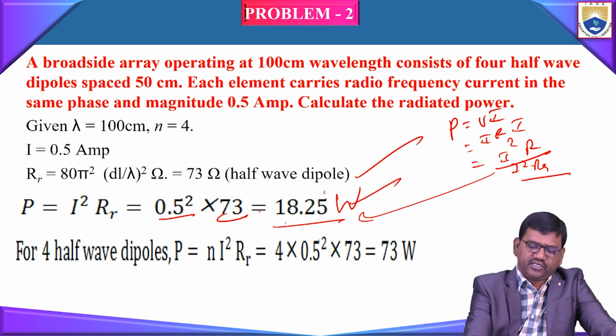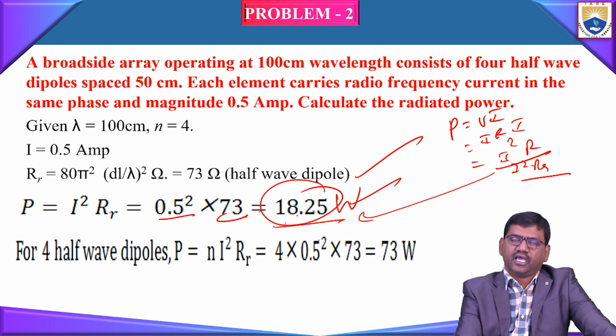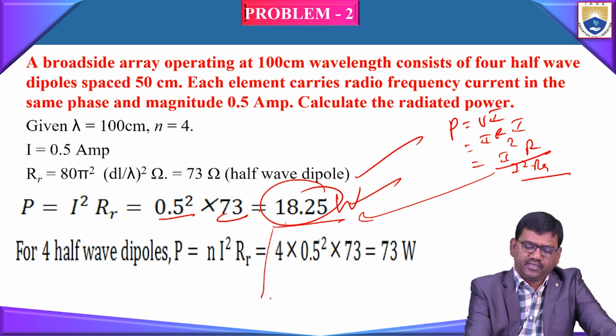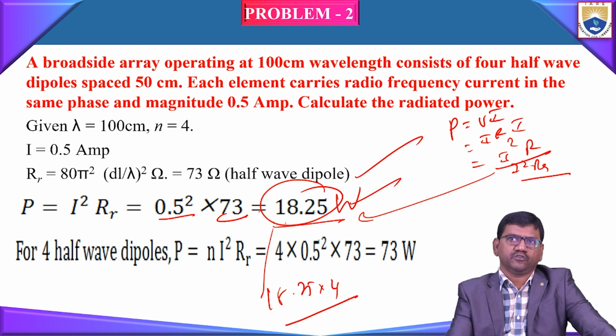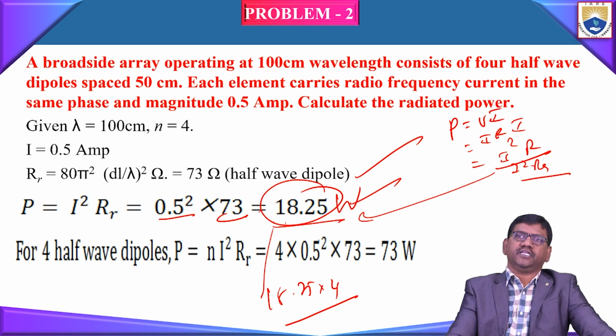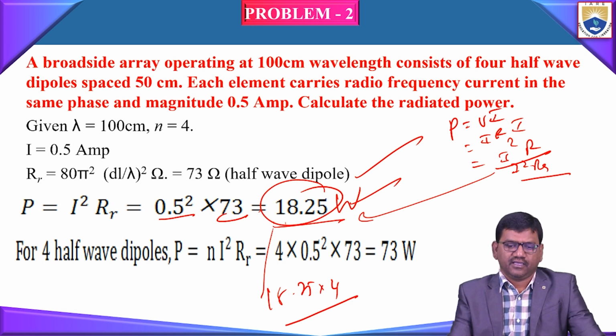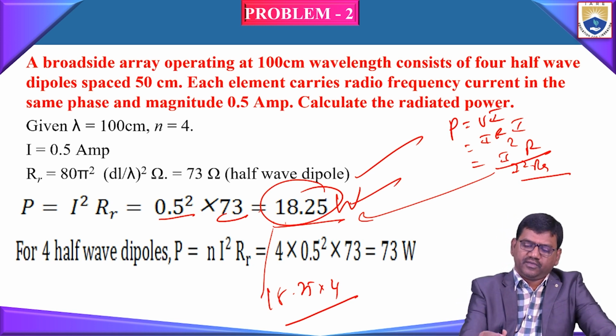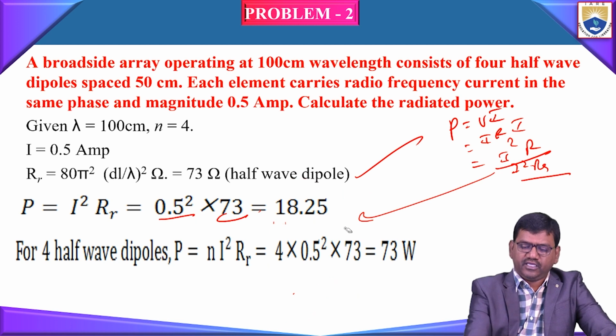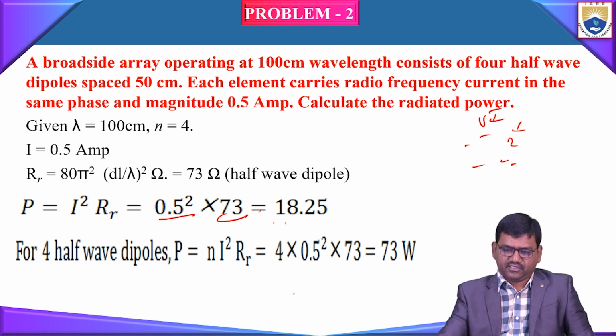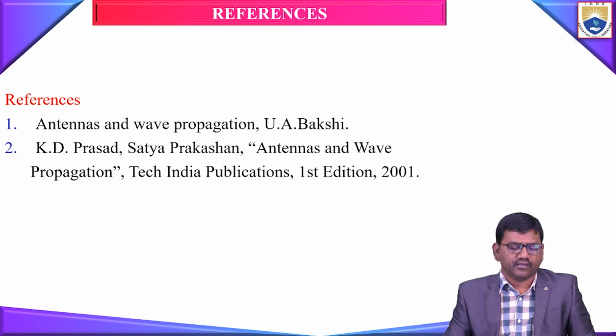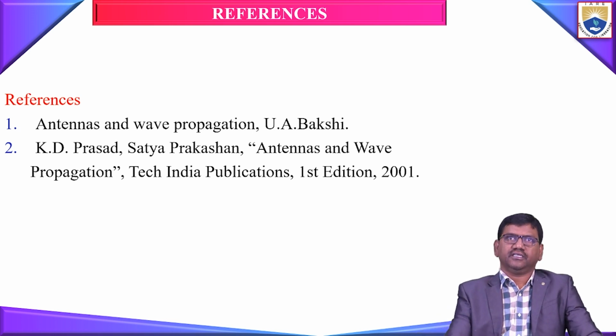And this is for each individual element. As there are 4 individual elements, you multiply 18.25 into 4. One individual element will radiate a power of 18.25 watts, and as there are 4 elements, 4 into 18.25 gives you 73 watts here. So with this we close our session.